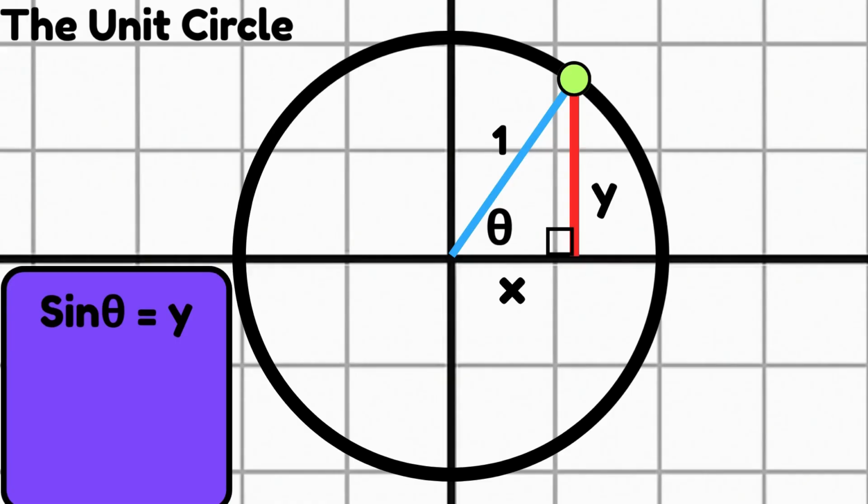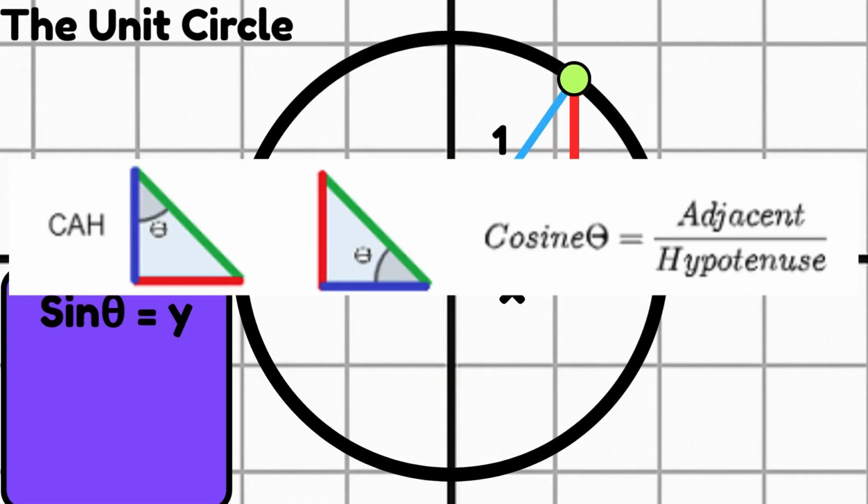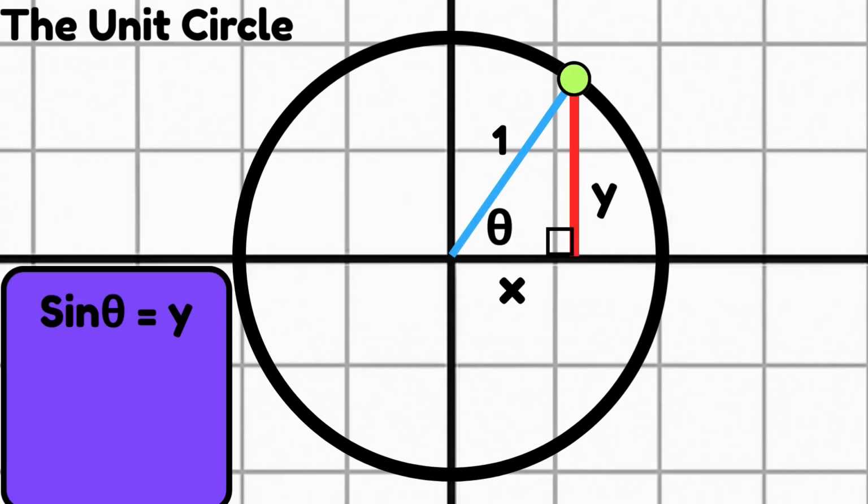Now, what's cosine of theta? Recall that cosine of theta is the ratio of the triangle's adjacent side divided by its hypotenuse. So the side adjacent to theta here is just x. And since, again, the radius is 1, the hypotenuse is going to be 1 in this scenario too. So cosine of theta is just equal to x over 1, which is just x.